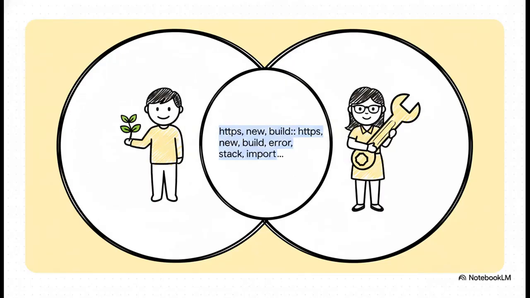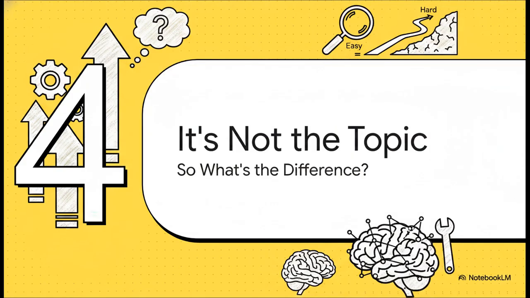And this right here just shows it so perfectly. When the researchers looked at the keywords that defined the topics for each group, the lists were almost identical. Both newcomers and experts were dealing with issues about builds, errors, imports, you name it. The subject matter was basically the same. Okay, so if the what, the actual topic, isn't the thing that separates them, then what is? What really makes a good first issue different from an expert level one?